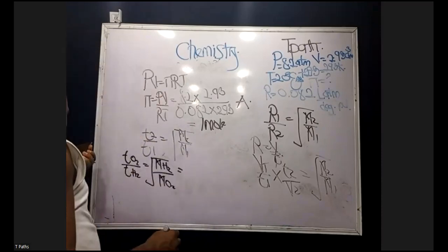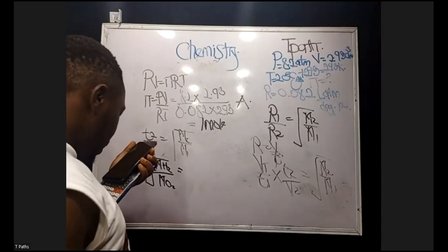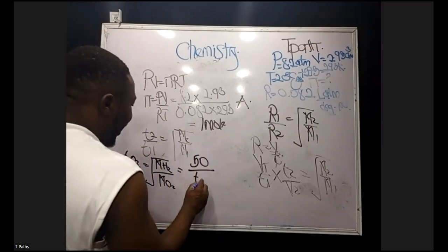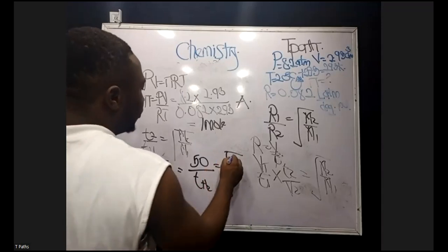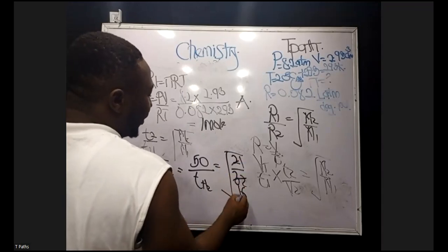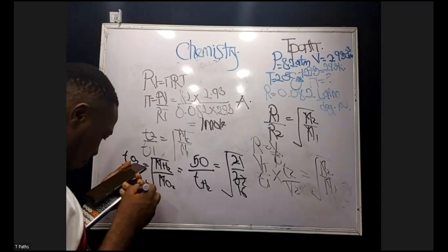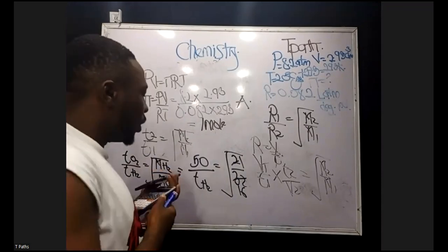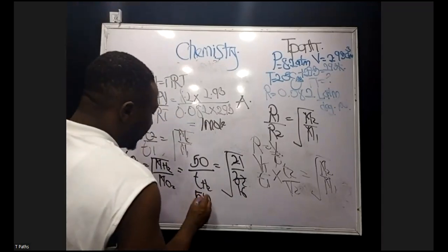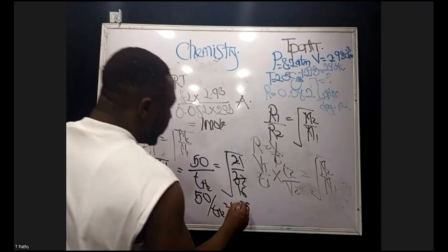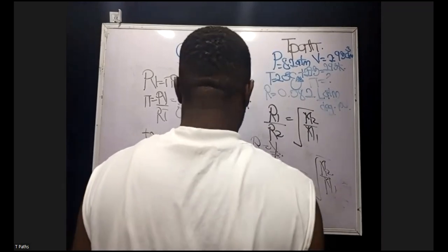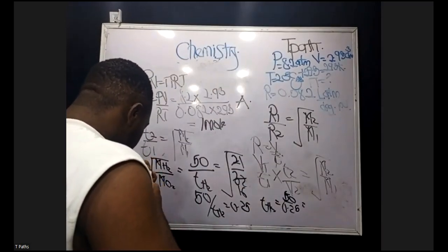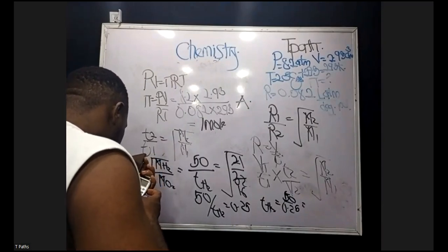Let's do it now. The time of oxygen gas is 50 seconds. The time taken for the same volume of hydrogen, T of hydrogen, is unknown, and is equal to the square root of 2 over 32, which is 1 over 16. The square root of 1 over 16 gives us 0.25. So you are now saying 50 over T of H2 is equal to 0.25. And we can now say T of H2 is equal to 50 over 0.25. That is 200 seconds.